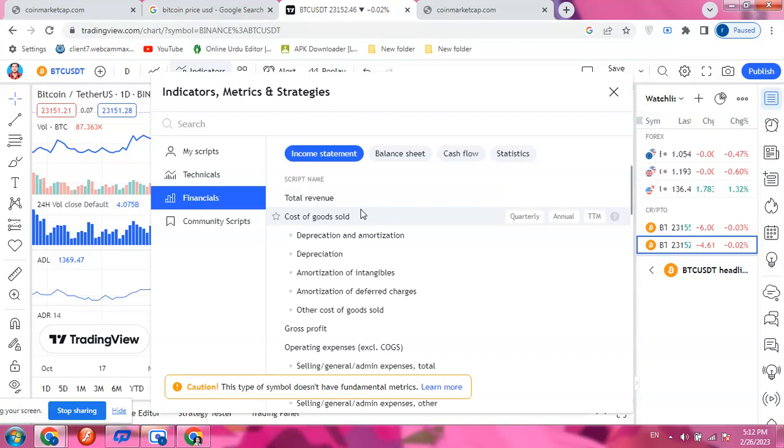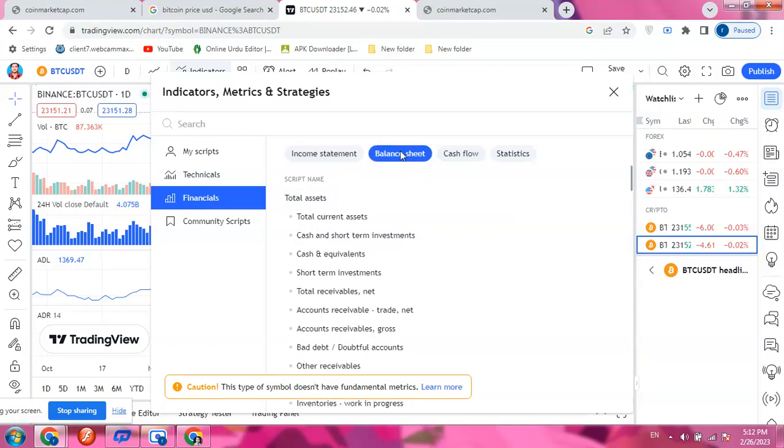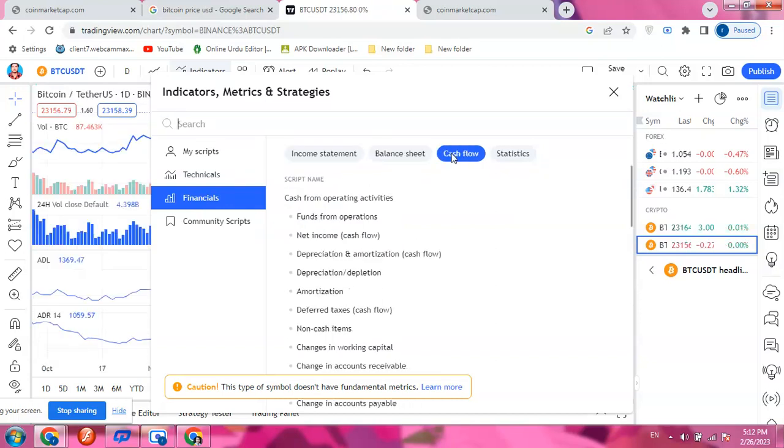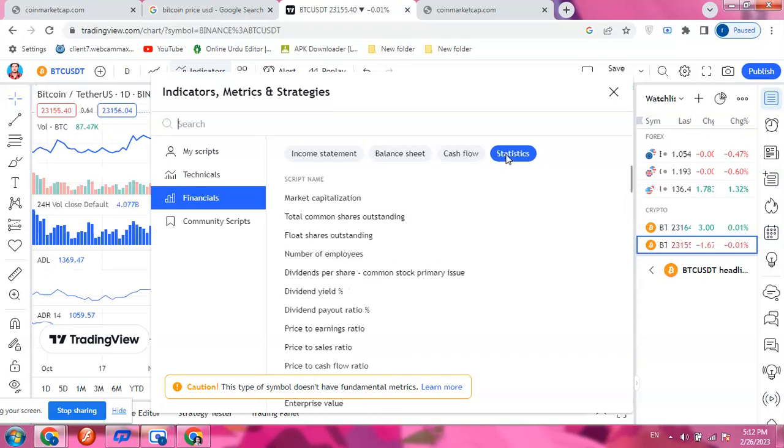Second is financial income statement, cost of goods, balance sheet, and cash flow system, and statistics. Statistics is very important. In statistics, we check the market capitalization, total common shares outstanding, and also the float shares outstanding, number of employees, dividend per share, dividend yield, dividend payout ratio, price to earnings ratio, price to sales ratio, price to cash flow ratio.